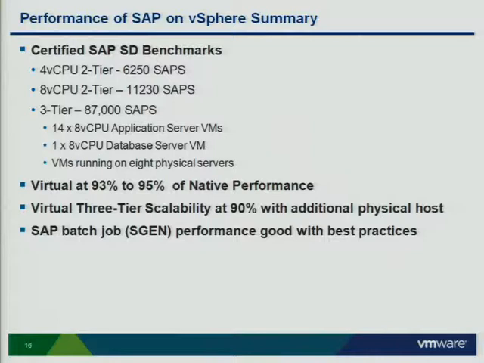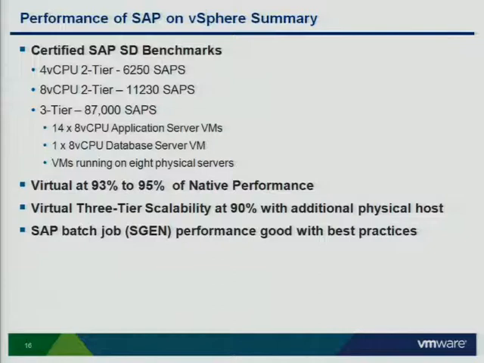Okay, so a quick summary, and then I'm going to hand it over to Vas. Certified SAP benchmarks are out there on vSphere, both of the 2-tier and the 3-tier variety, and they show good performance. Virtual, as compared to native performance with SAP, has been measured to be very good, continuing to improve with the latest iteration. On 3-tier scalability, as I continue to add additional resources to the VMs, I continue to get more performance. And we also found that you could achieve really good batch job performance by following best practices.